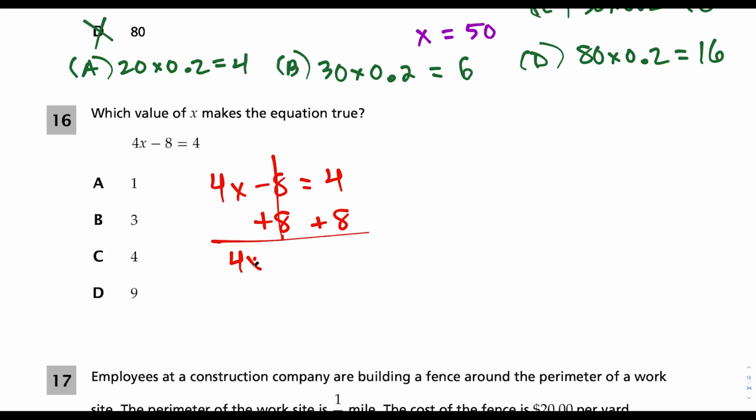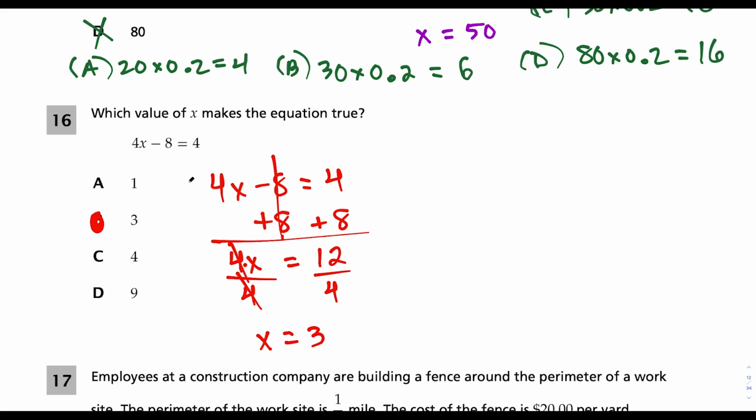I have 4x left on the left side of the equal sign, and on the right side of the equal sign, now we have 4 plus 8, which is equal to 12. So now, how is 4 attached to X? Well, 4 is attached by multiplication, and the opposite of multiplication is division, so I would divide both sides by 4. 4 divided by 4 would cancel, and I would have X equals 12 divided by 4 is equal to 3. So choice B is definitely our solution.